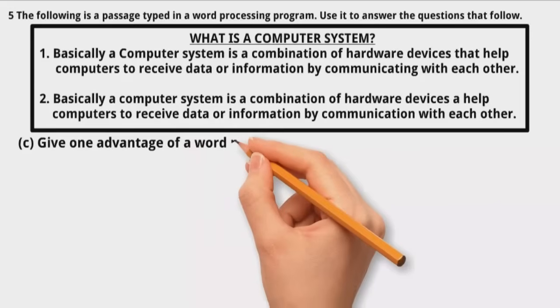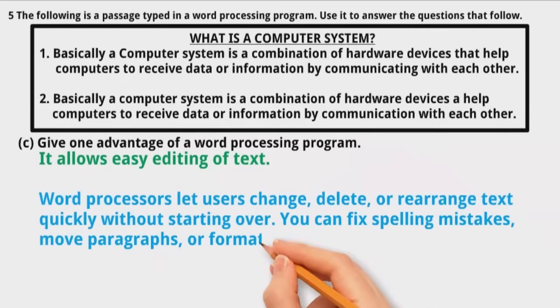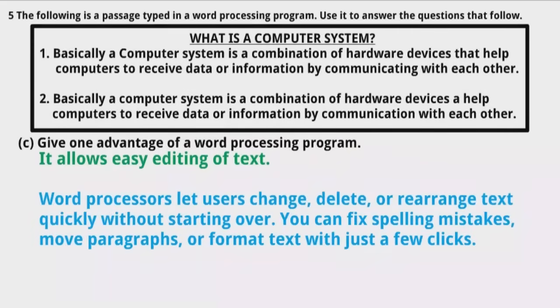Now let's go to question 5C. Give one advantage of a word processing program. It allows easy editing of text. Word processors let users change, delete, or rearrange text quickly without starting over. You can fix spelling mistakes, move paragraphs, or format text with just a few clicks.